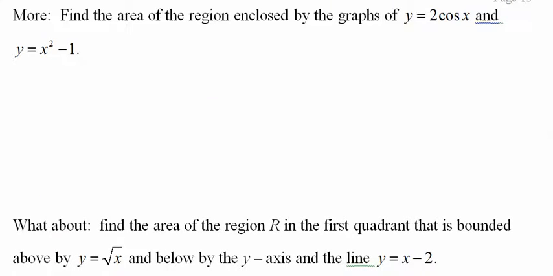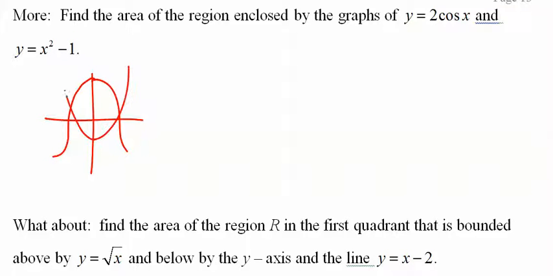Find the area of the region enclosed by the graphs of 2 cosine x and x squared minus 1. How the heck am I supposed to know what's going on here? You do all this nasty graphing I just showed you before. 2 cosine of x is just a little bit higher up. X squared minus 1 will be down here somewhere. And we go.